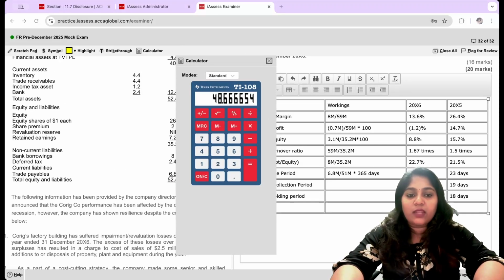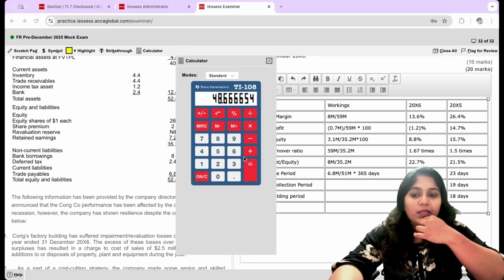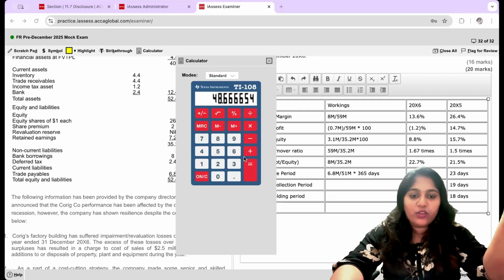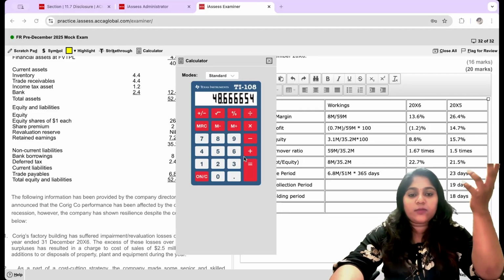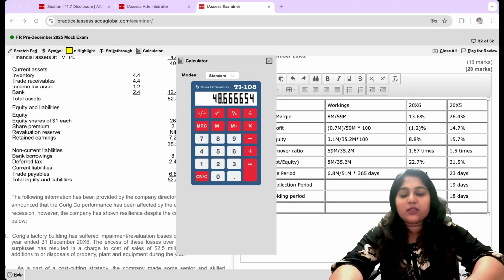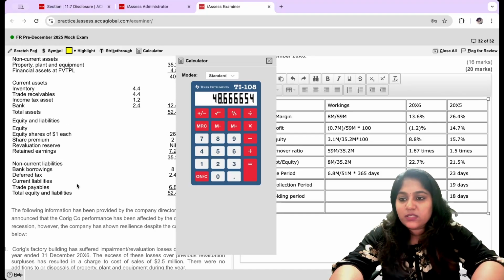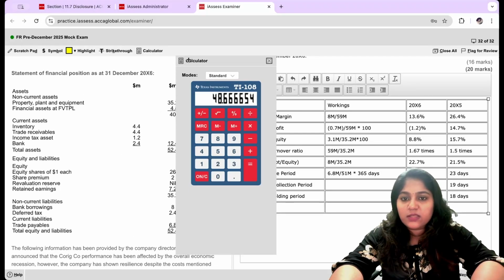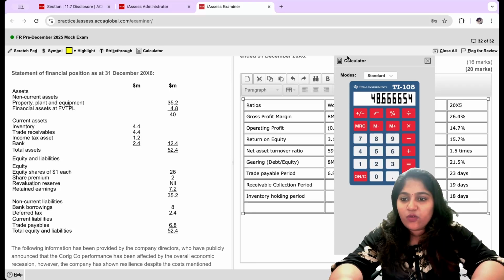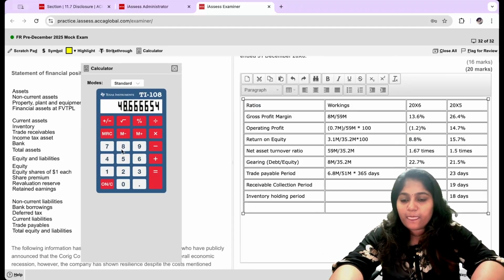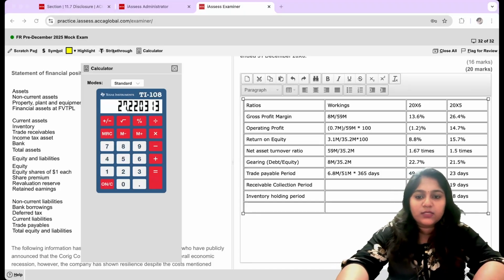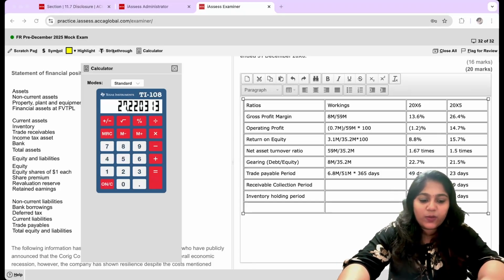Then comes, what do I have to calculate? I have to calculate the receivable collection period. I'll take the revenue for this because there is no credit sales revenue, and I'll have to take the receivables value. So what is the receivables value that we can see? The receivables value is 4.4 million, and we know the revenue is 59 million. 4.4 divided by 59 into 365 days, it's 27 days. You can consider that as 27 days.